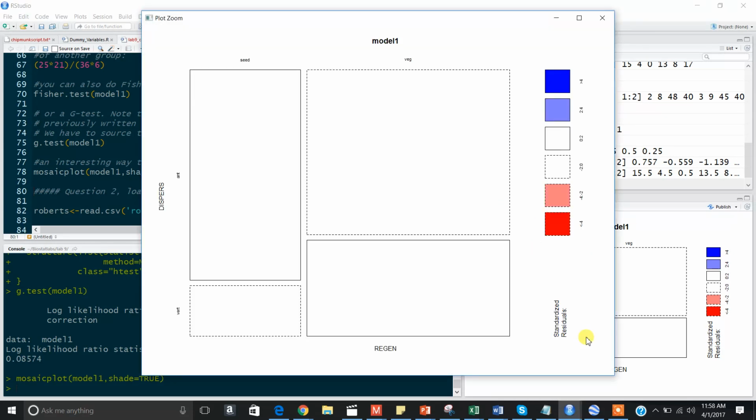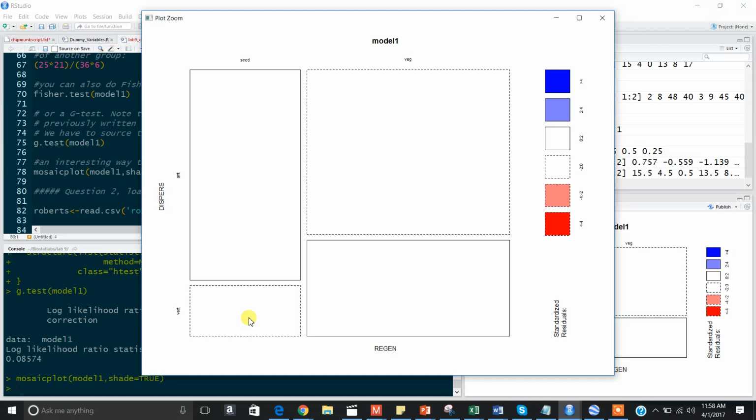Okay, so this is the model that we get. Down here, this column represents plants that have vegetative regeneration, and this column here represents plants that have seed regeneration. Going across horizontally, this box and this box both represent plants that are ant dispersed. These two boxes down here represent plants that are vertebrate dispersed.